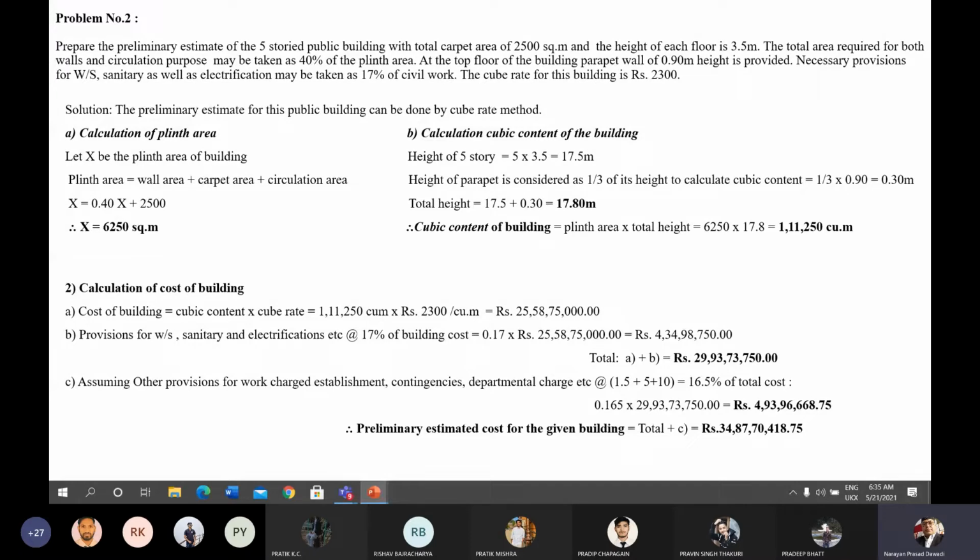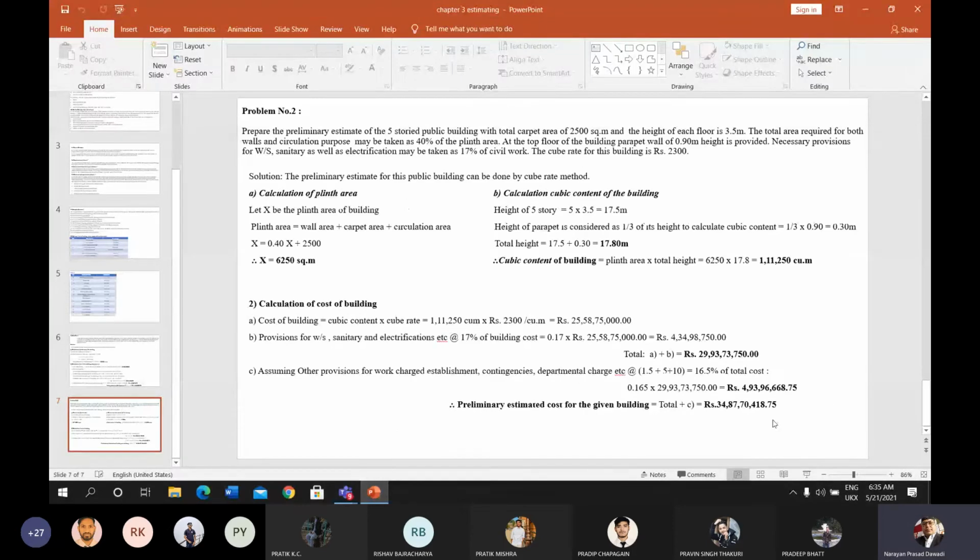Up to this, chapter 3 is completed. Up to this, chapter 3. Let us move to another chapter, chapter 4.